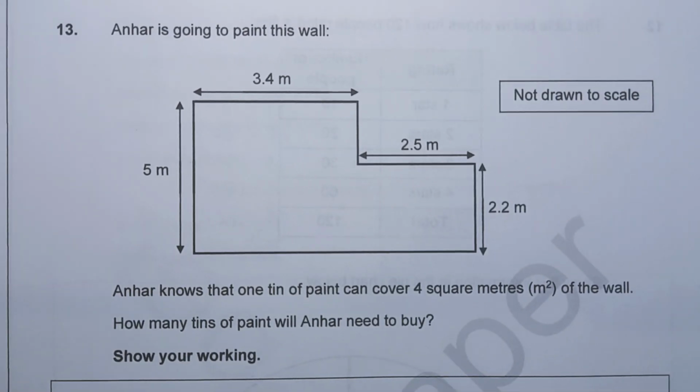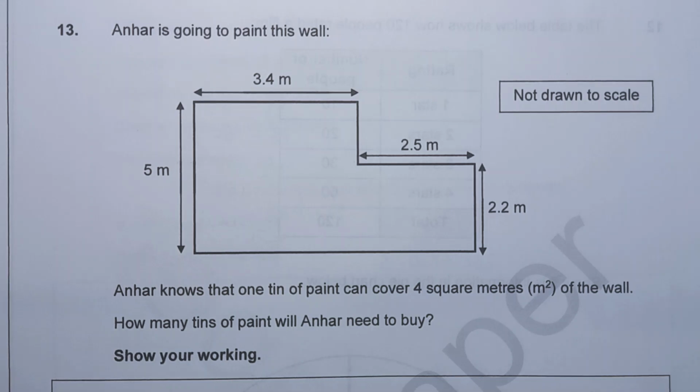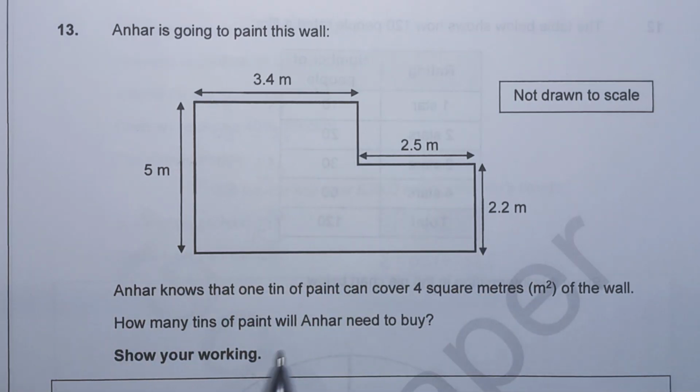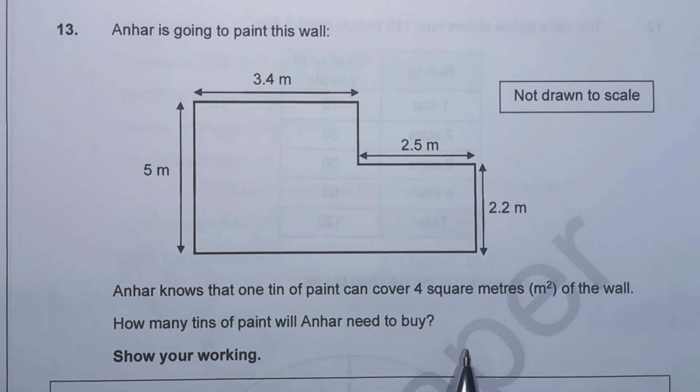Okay. Question 13. Anhar is going to paint this wall. So we've got some of the measurements. Haven't got all of the measurements. Anhar knows that 1 tin of paint can cover 4 square metres of the wall. How many tins of paint will Anhar need to buy?